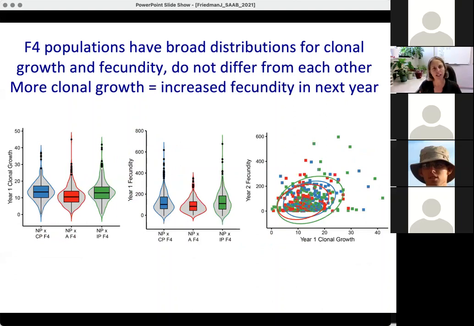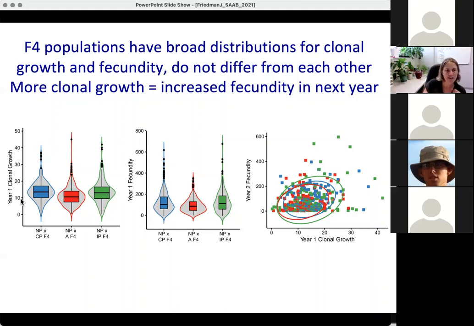Okay, so now let's go to those F4s. So these, remember, are a population where we had 400 recombined individuals. And so here showing you a mean doesn't make much sense. And so what I've shown you instead is the entire distribution of phenotypes. And what you can really see is, as we would expect, they have a broad distribution of phenotypes because we're combining all these alleles from the different parents.